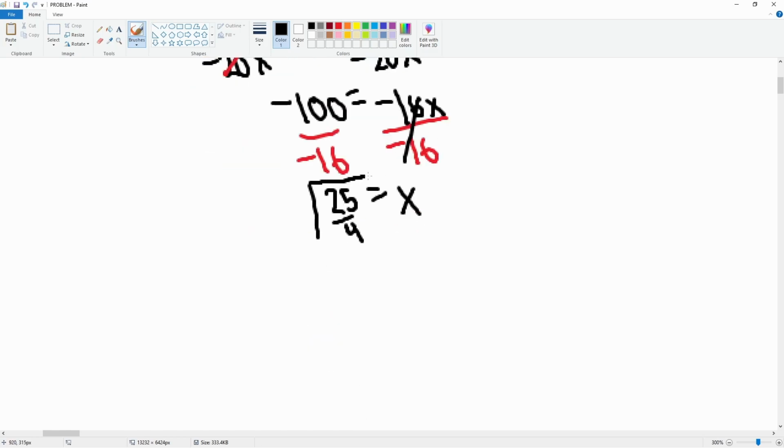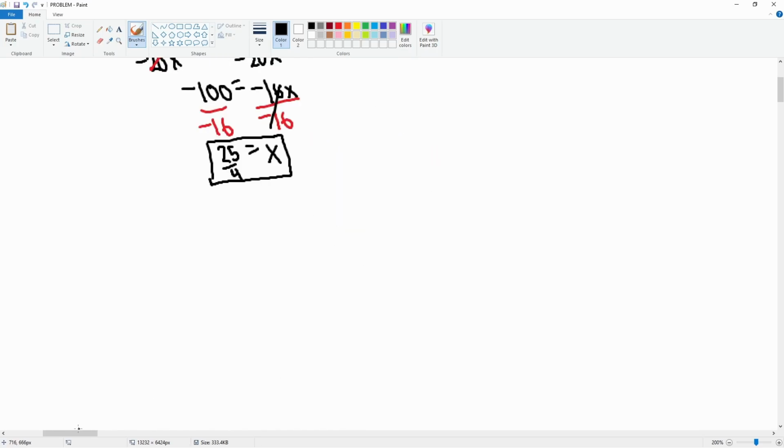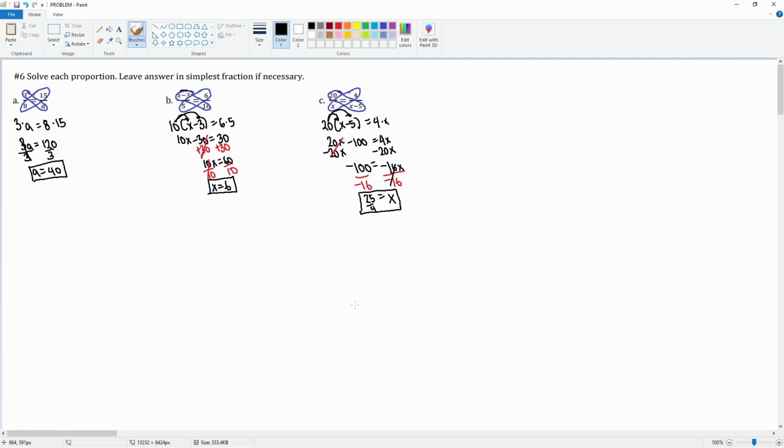You just have to be very careful with how you're simplifying the fraction on that one. So there you go. All these problems require you to cross multiply, or butterfly method, and then isolate the variable alone.